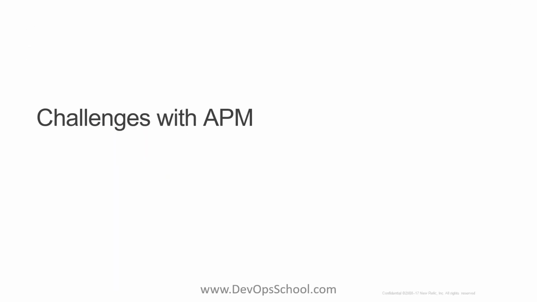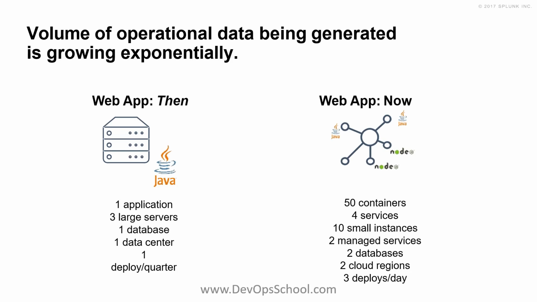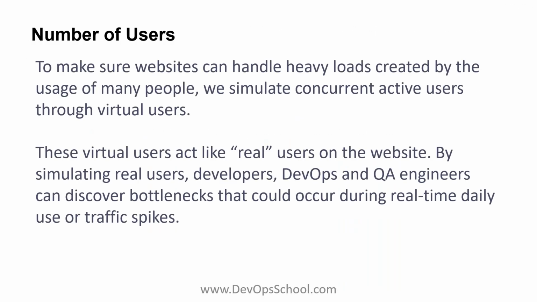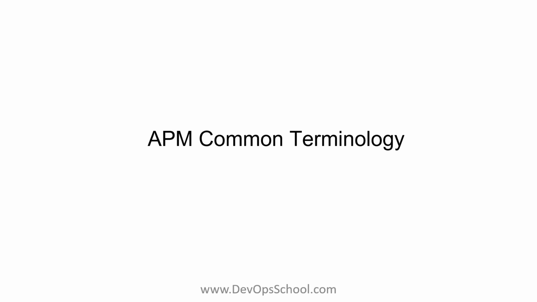Some of the challenges we are facing nowadays with APM: earlier we had a monolithic or service-based architecture, like one application, three large servers, one database, one data center. But the complexity is increasing in the distributed environment. Nowadays you have too many types of architecture, platforms, too many microservices, and all stuff like that. So that's a complexity which is increasing, and that is something you have to deal with.